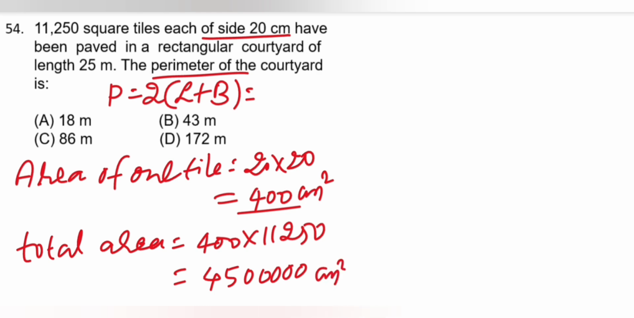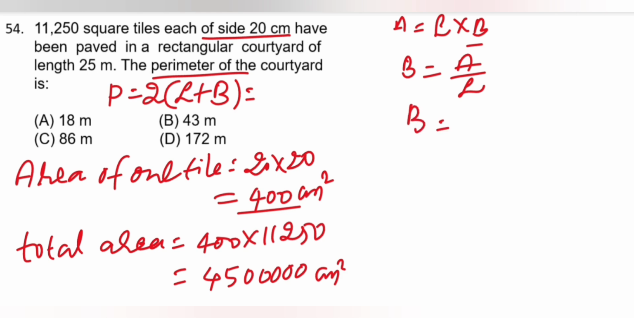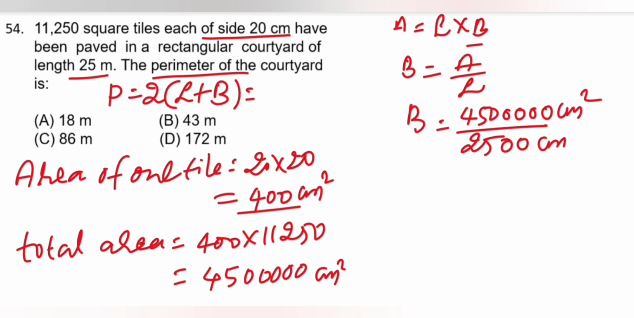Alright, so as you know, the formula for the area of a rectangle is equal to length into breadth. Okay, so we need the breadth, right? So area divided by length. Alright, so substitute the value. Area is 45,00,000 and length is 25 meter. So it is given in meter, so we have to write it in centimeter. Okay, so let us divide. Alright, so do the long division.